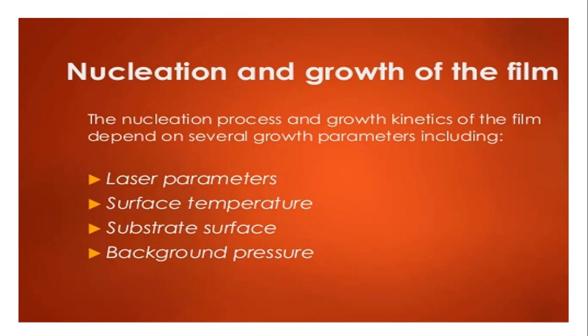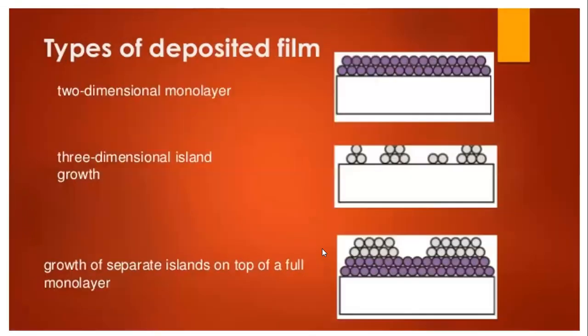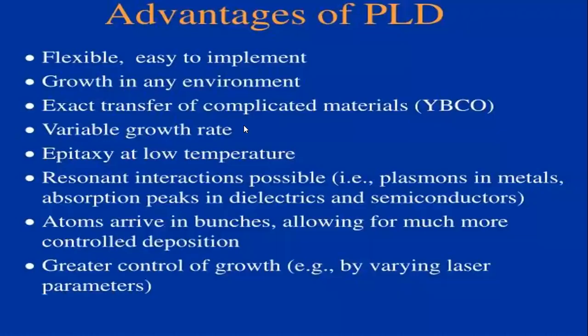And the last one is the background pressure. Okay, so the types of deposition film: a two-dimensional monolayer. There is no need to explain the monolayer, three-dimensional and multi-dimensional island processes, because we already discussed that concept in our first chapter. Okay, what are the advantages of pulsed laser deposition?